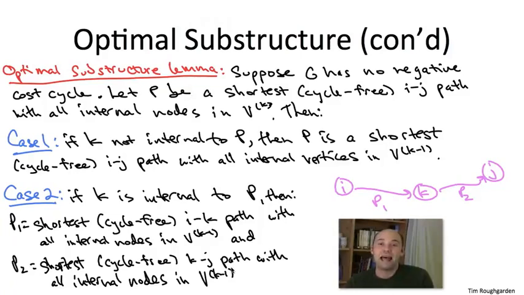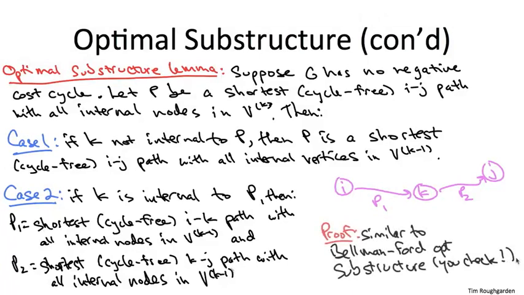So how slick is that? The maximum indexed internal node just splits this shortest path into two shortest paths for smaller subproblems. And you know what? At this point, I am so confident in your facility with dynamic programming, I am not going to even bother to prove this statement. You are totally capable of proving this yourself. The argument is really quite similar to Bellman-Ford. I encourage you to do it as an exercise.